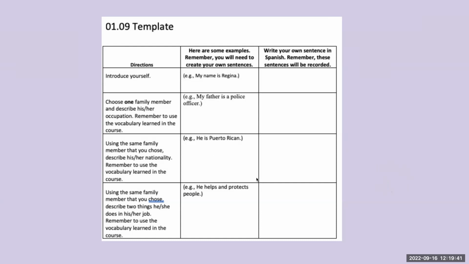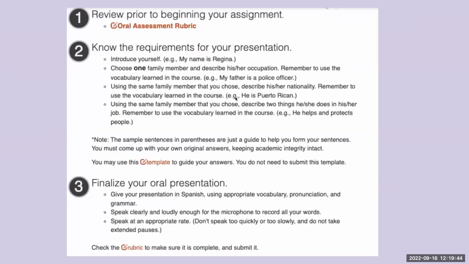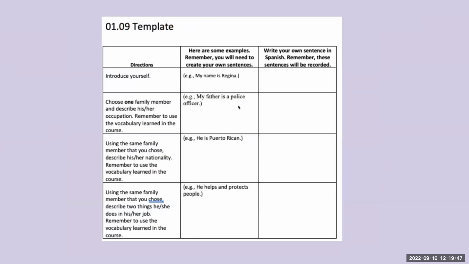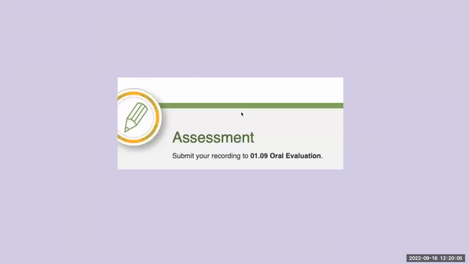So this is pretty simple if you think about it. You're giving your name, you're telling me what one family member does for a job, that family member's nationality, and then two things that person does in his or her job. And that's it. Once you've written it out for yourself, you're going to record your voice. If I don't hear your voice recorded, then you can't get the points either. So make sure you attach that recording.